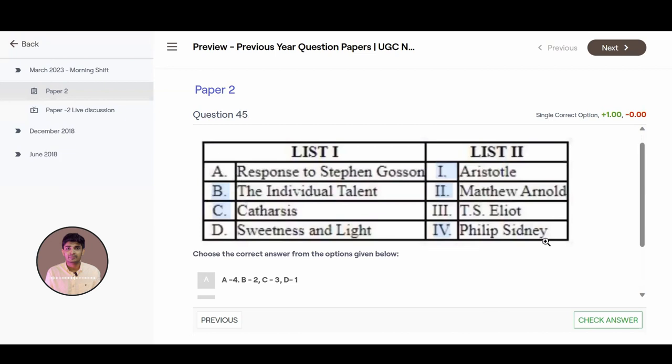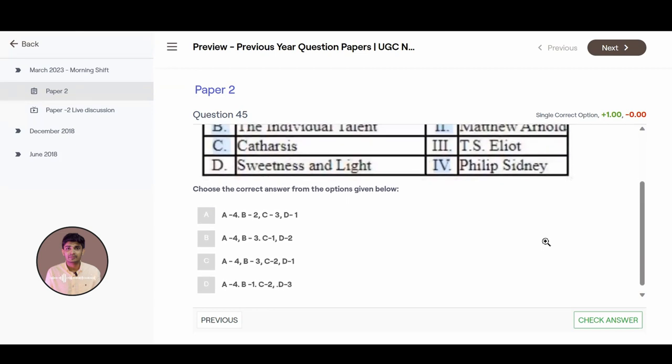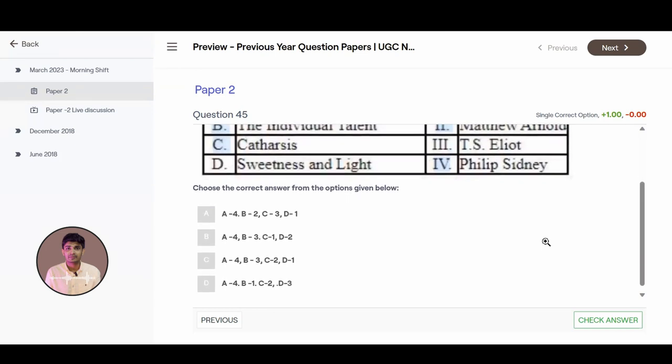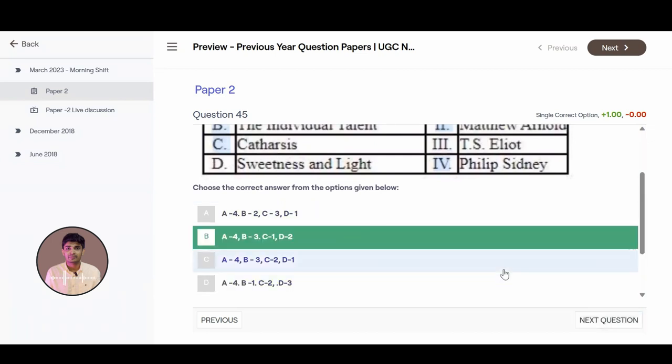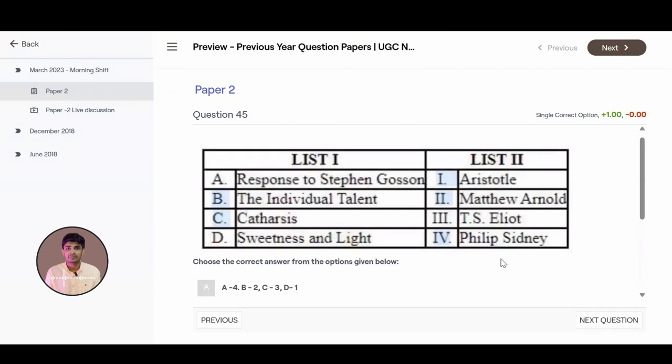The 45th question is a match question. This is easy. Give me the answer. Let's try with 2B, which is the answer. I'll give you the answer. Response to Stephen Gosson is written by Philip Sidney. This is a classic match the following question. Philip Sidney wrote in response to Stephen Gosson.